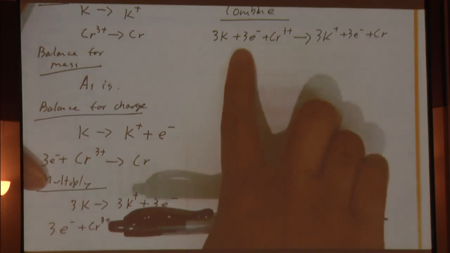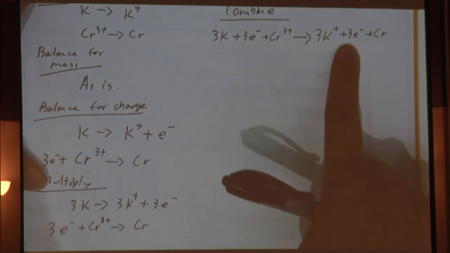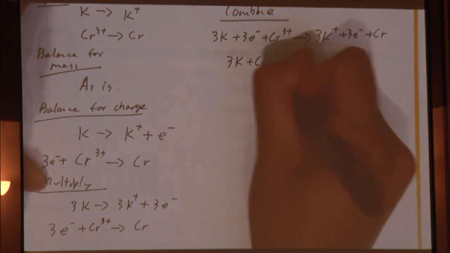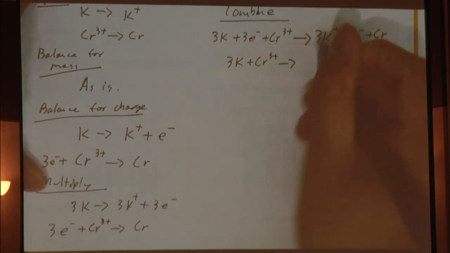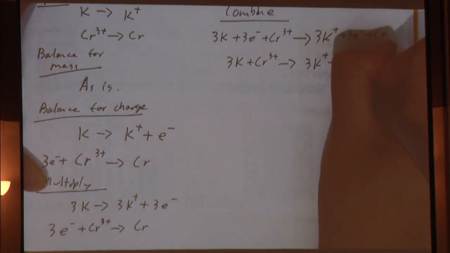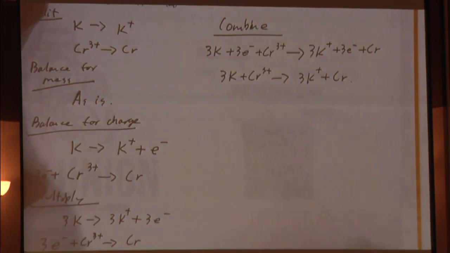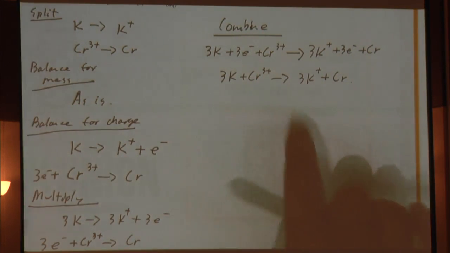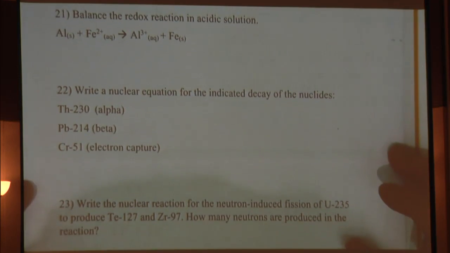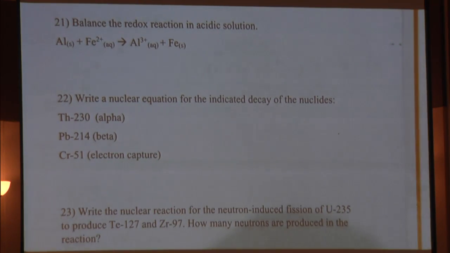And we have 3 electrons on the reactant side and 3 electrons on the product side, so we can cancel those out. And here is our final balanced reaction. So your practice problem has you balancing a redox reaction in acidic solution. Let's give this one a minute.